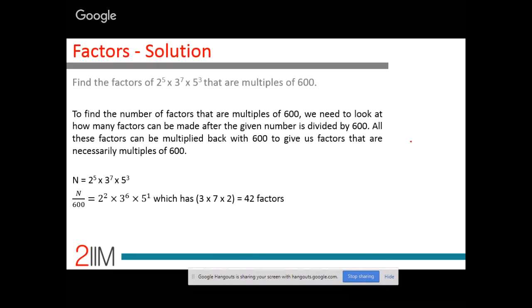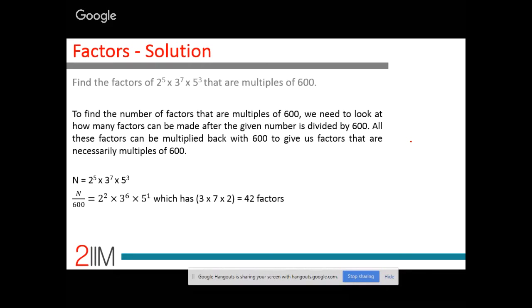The number of factors that are multiples of 600. So any multiple of 600 is 600 into k. That number is a factor of n. That means n by 600 has to be a multiple of k. So find all factors of n by 600, you're done.